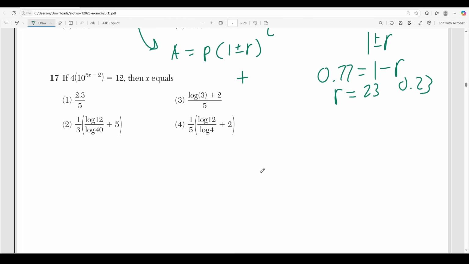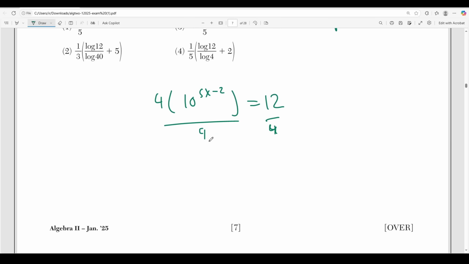Number 17 says, if 4 times 10 to the power of 5x minus 2 is equal to 12, what is x equal to? So right here, I have 4 times 10 to the 5x minus 2 is equal to 12. The first thing I want to do here is divide everything by 4, just because it's going to be a hassle multiplying this out. So if I divide everything by 4, I know that 10 to the power of 5x minus 2 is equal to 3. Now, the issue here is that you're solving for x, but it's in the exponent slot.